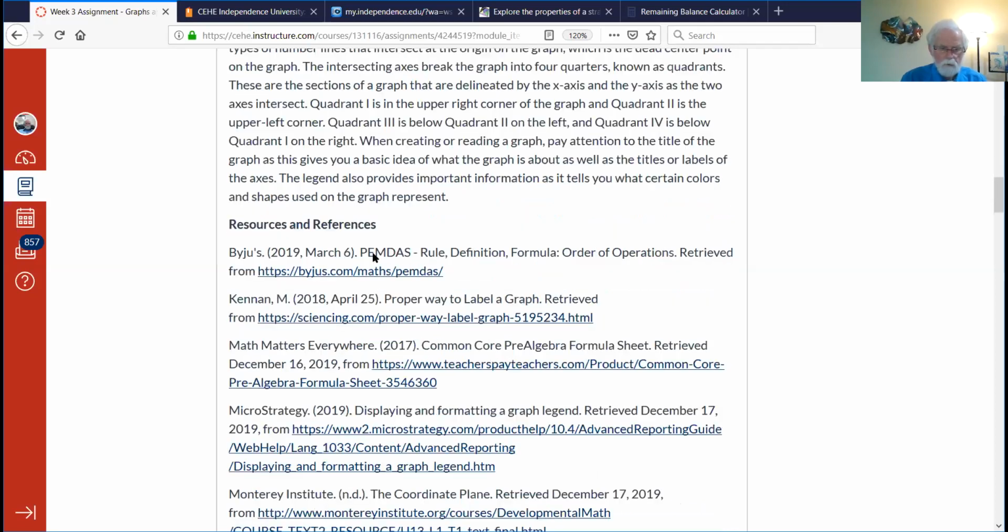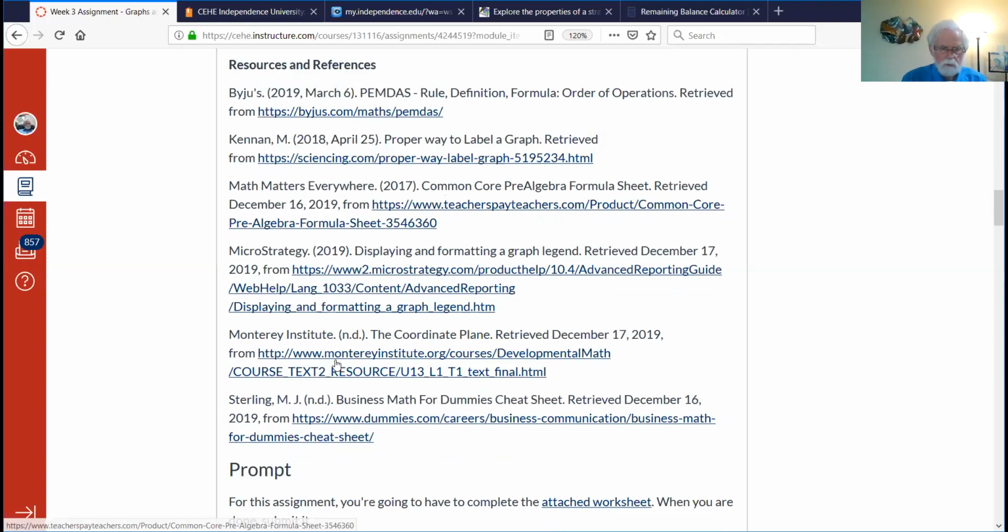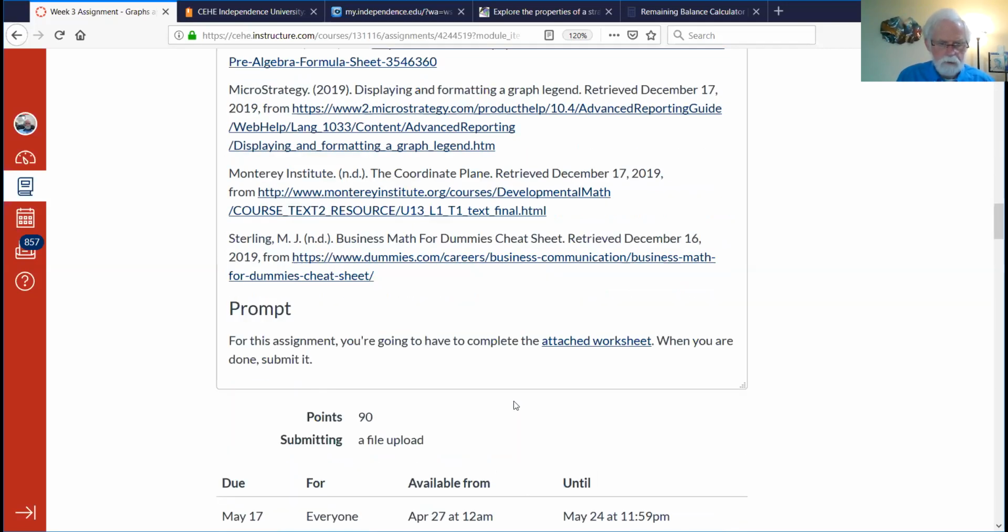Here are some extra references you can look at. You may want to look at a couple of them and see if they're very useful. I found this to be a bit cumbersome. The Business Math for Dummies cheat sheet. I actually hate the phrase for dummies because you guys are not dummies, but that's my bias.